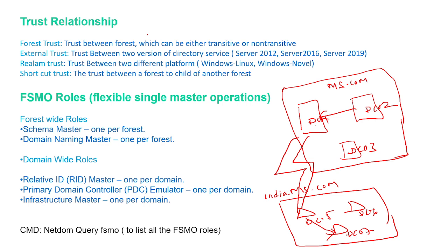So the schema partition was there. Similarly here, the schema master is there. Both are important. The schema master is one per forest. If you have a forest called Microsoft.com, there is one schema master available in the entire forest. And this is rarely used.